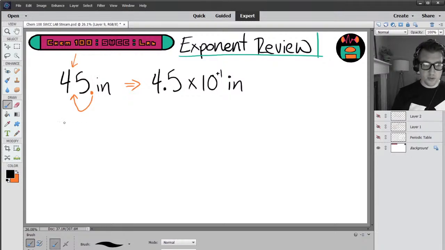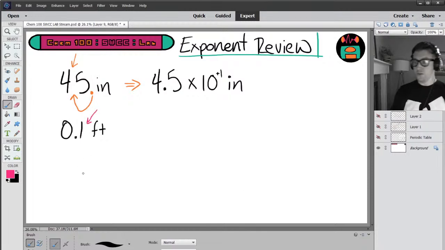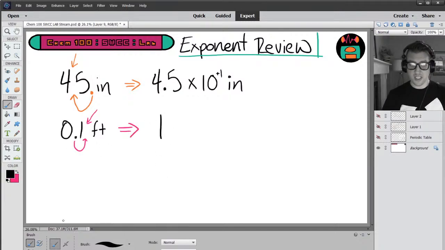Let's do another example. Let's write 0.1 foot in scientific notation. Now, scientific notation says that you need to place your decimal after the first non-zero digit. So here, we need to take our decimal and roll it over one space to the right. When you move your decimal to the right, well, first, so this will be 1. We don't put 1.0 because there's only one sig fig.